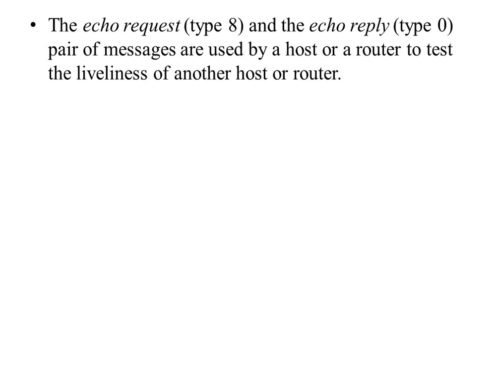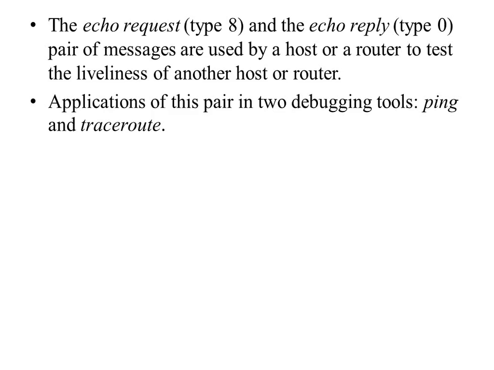Echo request and echo reply. When you send an echo request, the type is 8, and when you receive the reply, the type is 0. So this is a paired message, and you use it to check whether the host is alive or not. The best example is the ping tool, used for such checking in a network. Whenever the practicals are there, you can check it for a particular network.